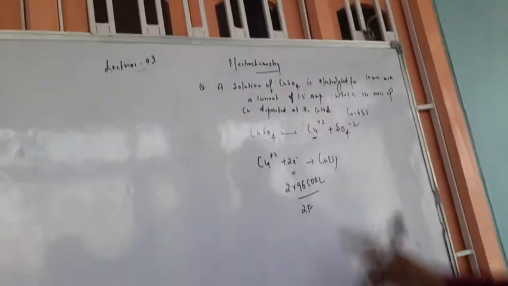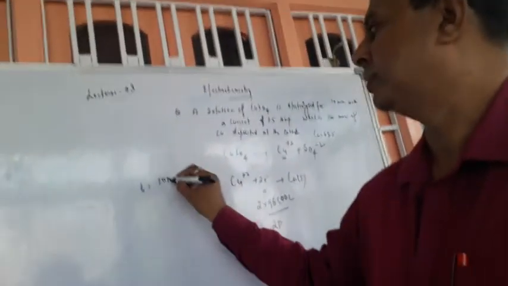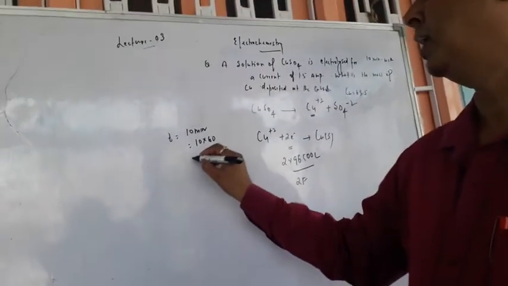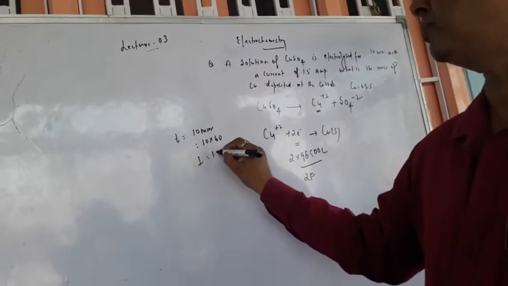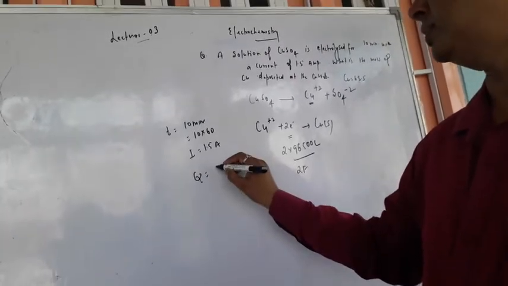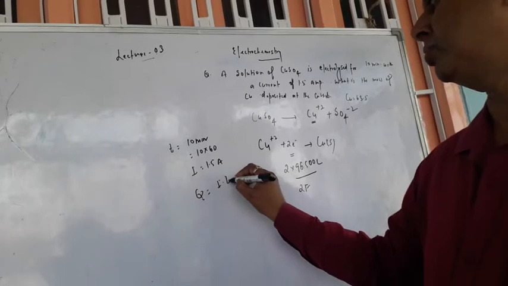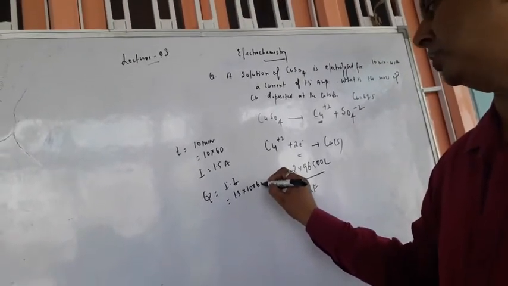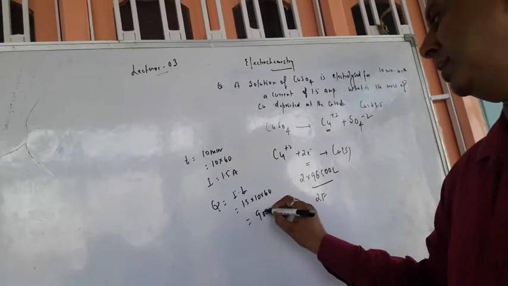As we know, the time is 10 minutes. When converted to seconds, it is 10 into 60, and the current is 1.5 ampere. So the charge supplied is I into t, that is 1.5 into 10 into 60, that is 900 Coulomb.